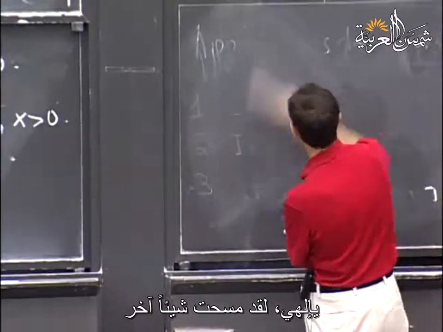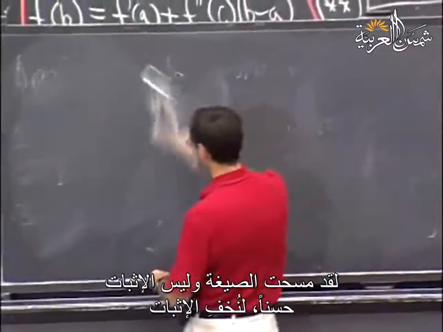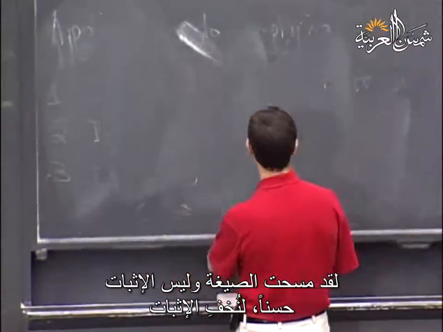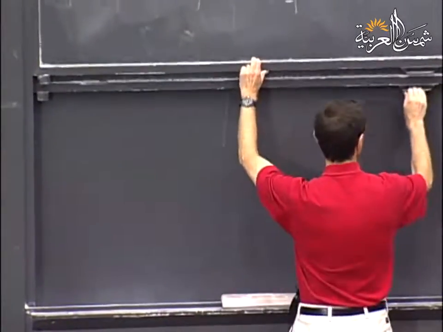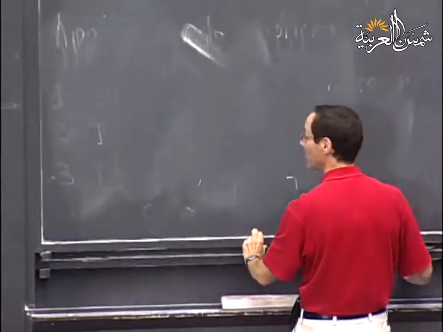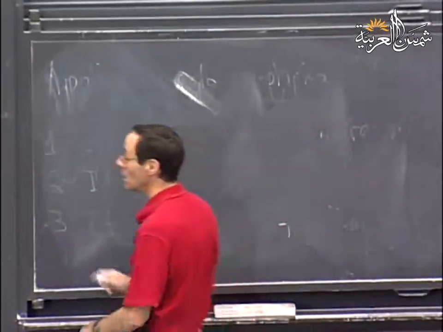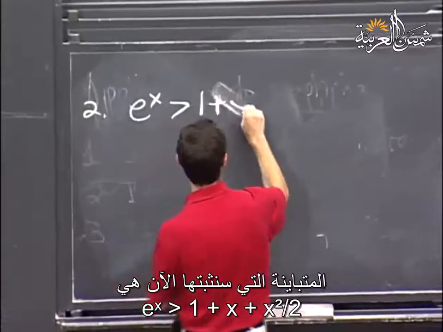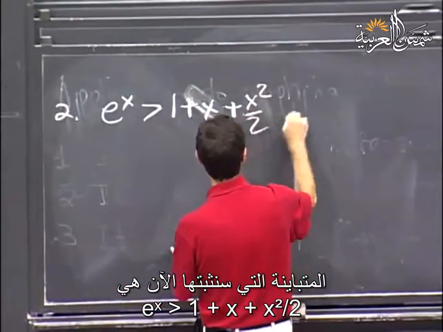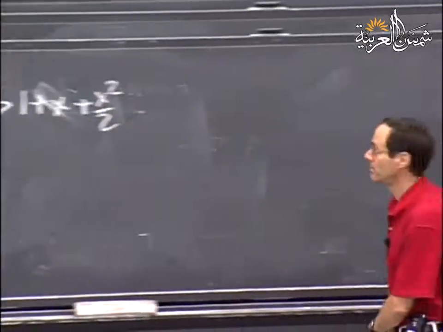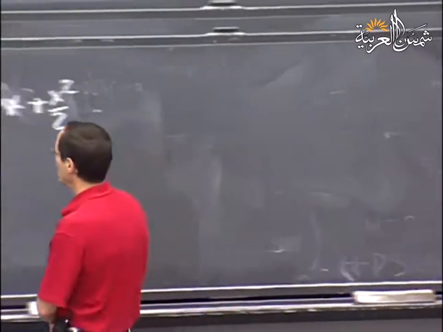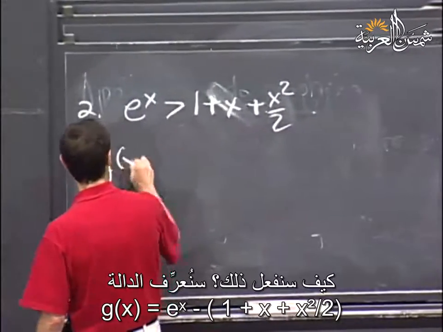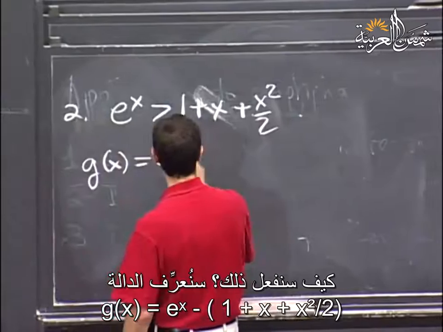And now we'll use this principle again. Oh, gee, I erased the wrong thing. I erased the statement and not the proof. Well, hide the proof. And the next thing I want to prove to you is that e to the x is bigger than 1 plus x squared over 2. So how do I do that? I introduce a function g of x, which is e to the x minus this.